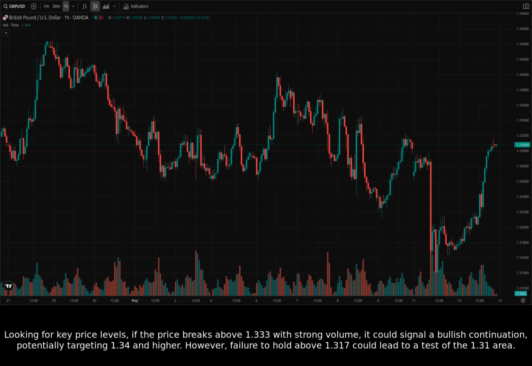Looking for key price levels, if the price breaks above 1.333 with strong volume, it could signal a bullish continuation, potentially targeting 1.34 and higher. However, failure to hold above 1.317 could lead to a test of the 1.31 area.